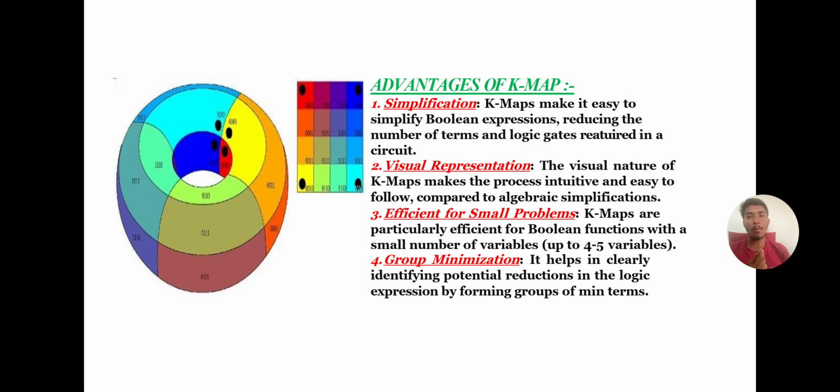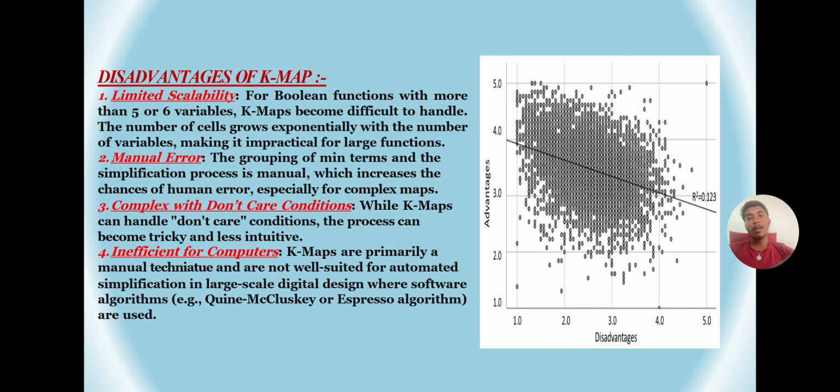Then effective for small problems. K-maps are particularly effective for Boolean expressions with a small number of variables. Up to 4, and 5 is the maximum where humans can solve. If we consider 6 variables, it will have a larger number of cells, 64 cells, where it's not possible to solve easily. So it's only effective for small problems. Then group minimization: it helps to clearly identify the potential reduction in the logical expression by grouping max terms and min terms.